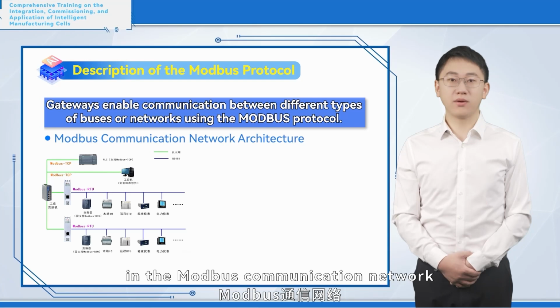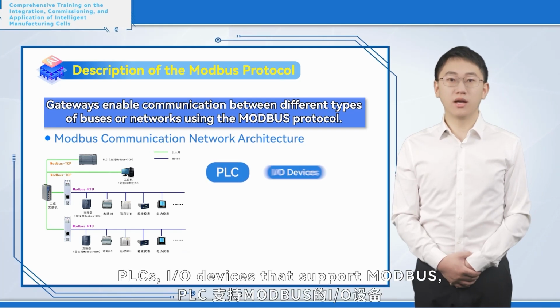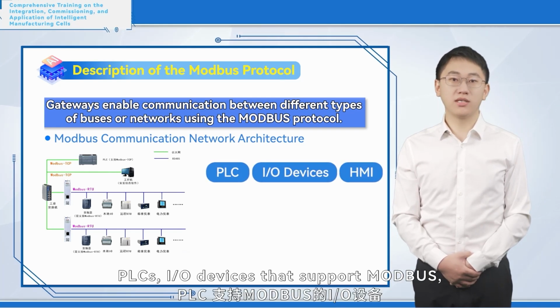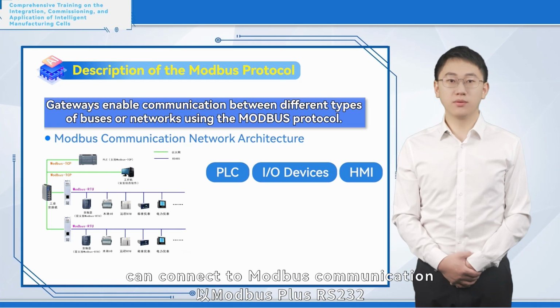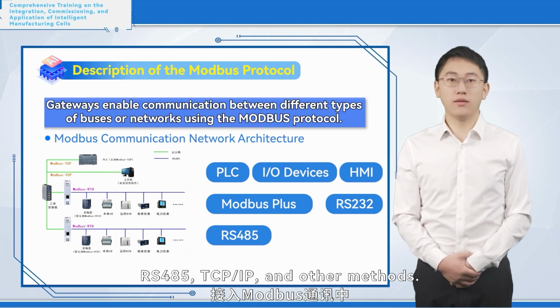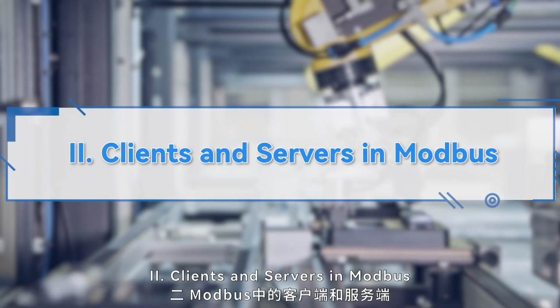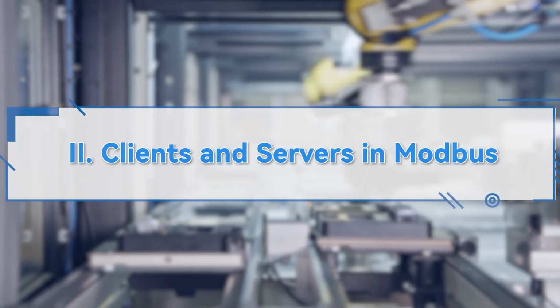As shown in the Modbus communication network architecture diagram, this is the structure of a Modbus communication network. PLCs, I/O devices that support Modbus, and HMIs can connect to Modbus communication via Modbus Plus, RS-232, RS-485, TCP/IP, and other methods.